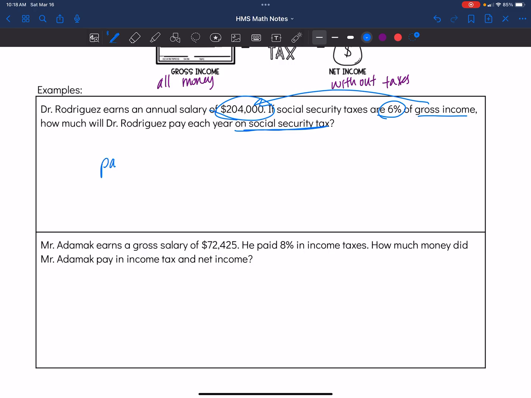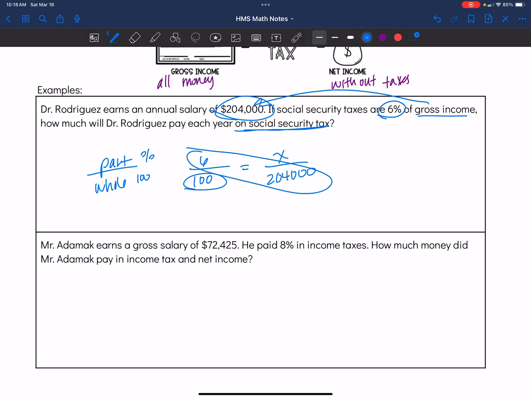So we are doing part over whole because it is a percent. Part over whole 100. I have the 6%, that I know: 6 out of 100 equals what out of 204,000? And guys, you can't always do this, so let's just cross multiply and divide so you can see it. I was going to show you a trick, but frankly, I don't want to. Y'all get really confused when it comes to zeros. So let's just cross multiply and divide so we can practice that.